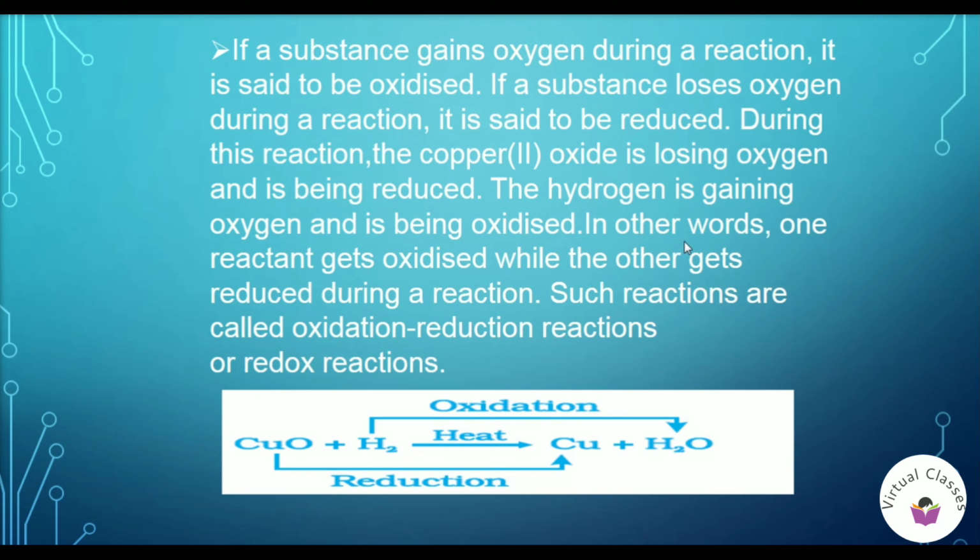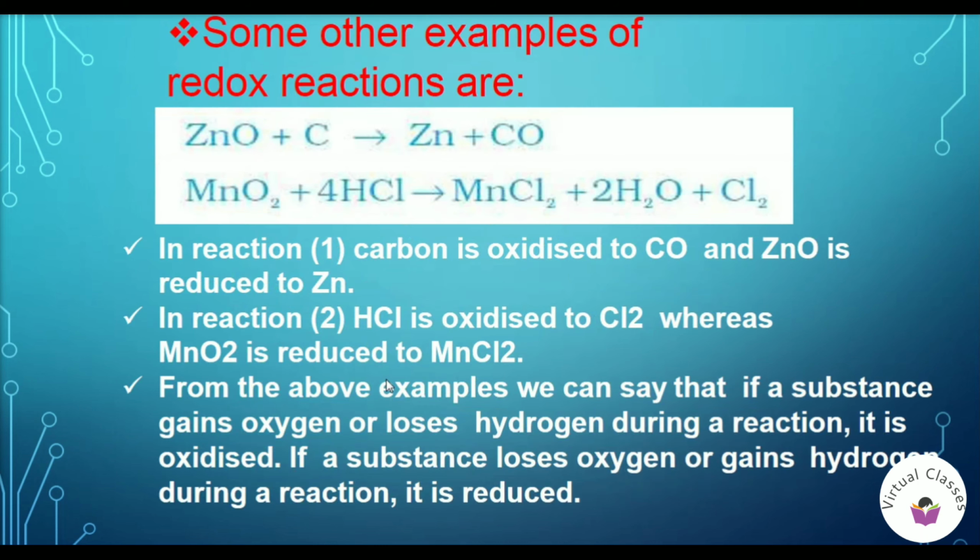In other words, one reactant gets oxidized while the other gets reduced during a reaction. Such reactions are called oxidation reduction reactions or redox reactions. Some other examples of redox reactions are: in the first reaction, carbon is oxidized to carbon monoxide and zinc oxide is reduced to zinc. In the second reaction, HCl is oxidized to chlorine, whereas manganese oxide is reduced to manganese chloride.